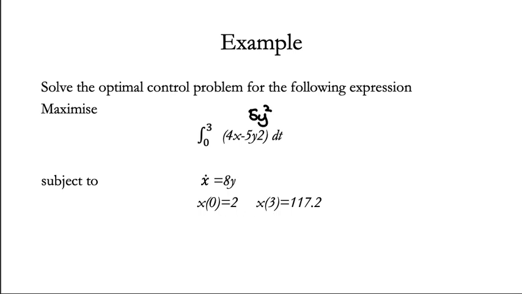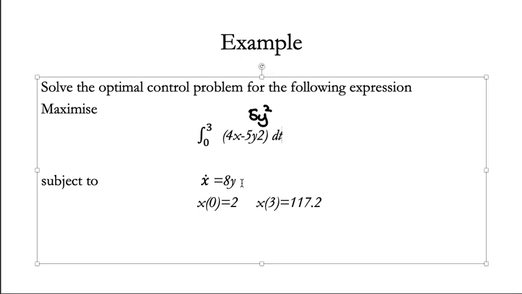Now, how to do this? First, we need to set up the Hamiltonian function. How to set up the Hamiltonian function? We need to use the objective function here, and also the growth function here to set up the Hamiltonian function, not the Lagrangian function, because this is optimization over time.